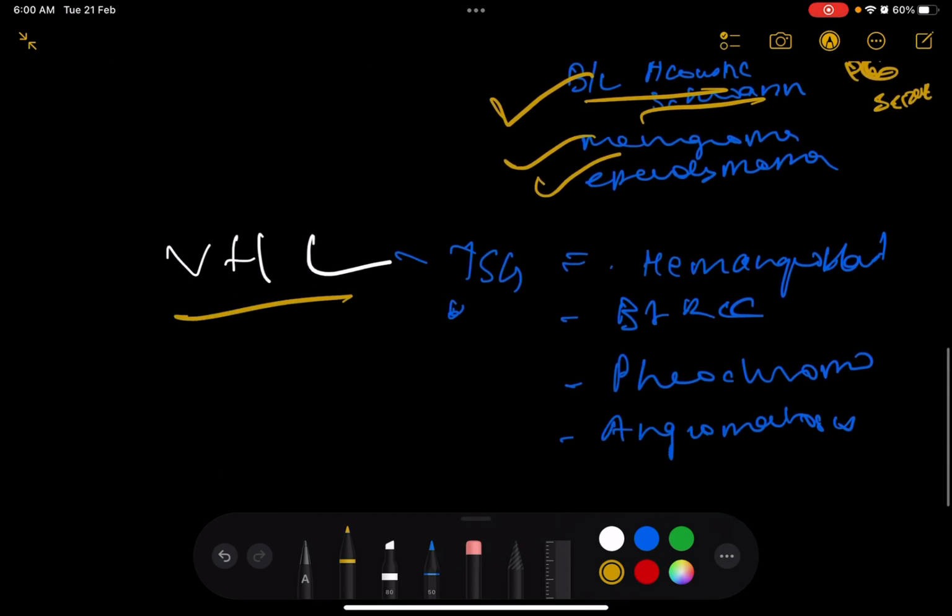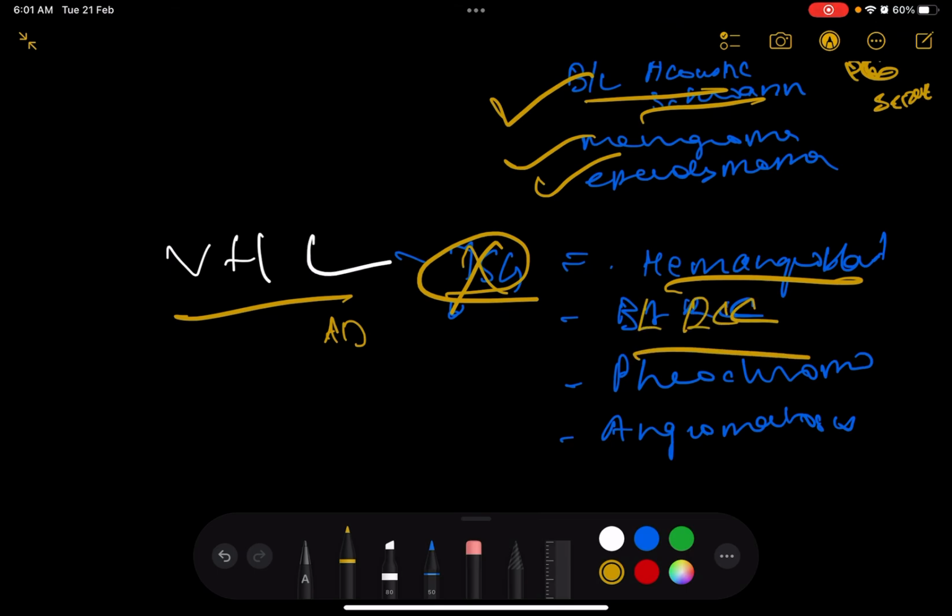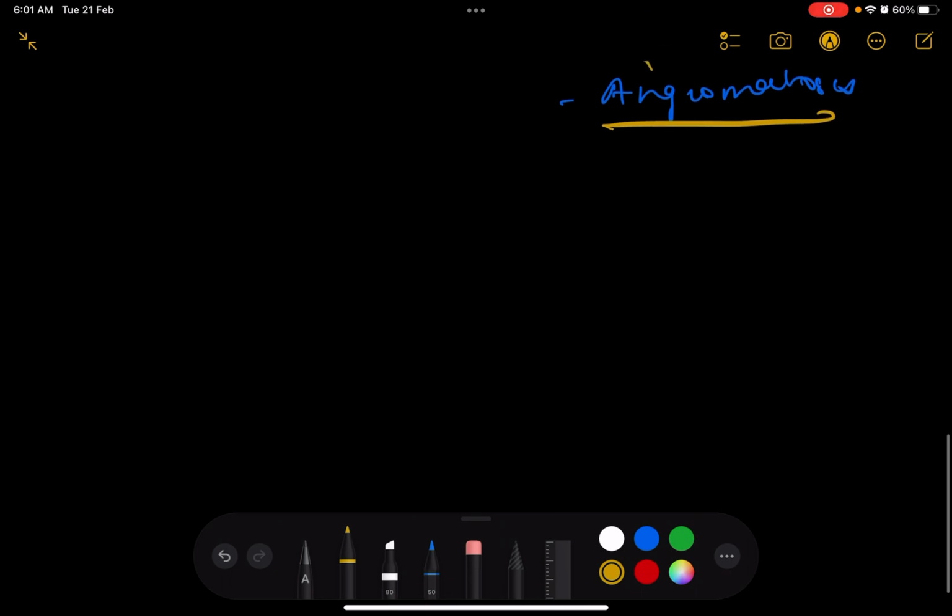Finally, we have von Hippel-Lindau disease. Von Hippel-Lindau is an autosomal dominant tumor suppressor gene disorder, and it controls the proliferation of vessels. So if this is gone, obviously you will have hemangioblastoma, bilateral renal cell carcinoma, pardon the handwriting, RCCs. You will have pheochromocytoma and angiomatosis as well. So those are the important diseases that I really wanted to cover.